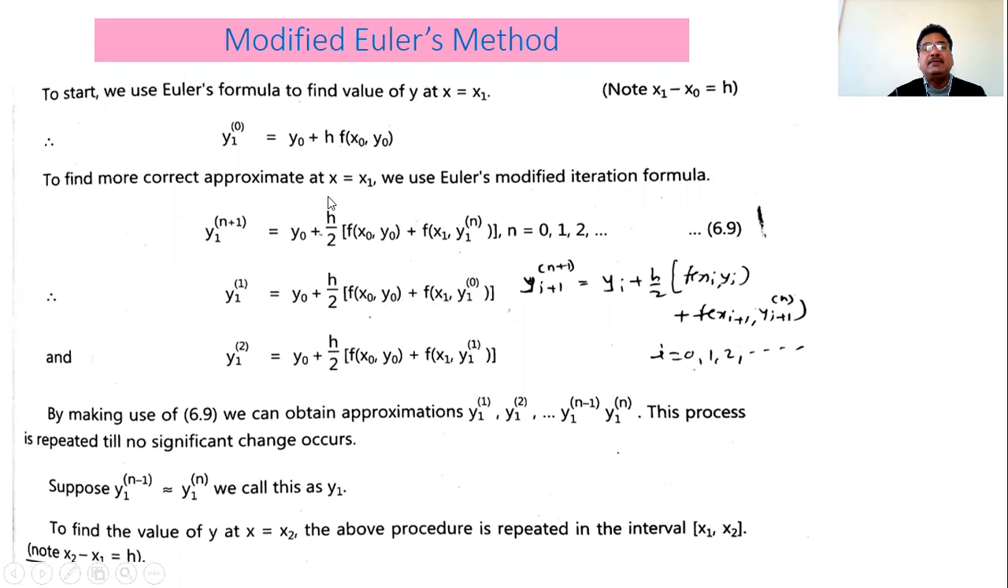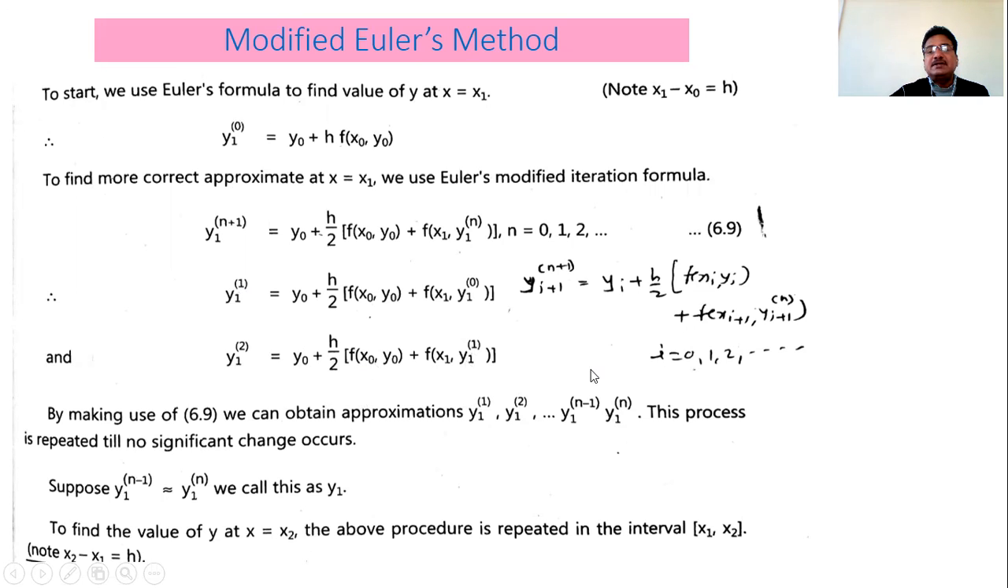What are x1 and y1? The value at x equal to x1. Then find y1 2 by using this formula, then y1 3, just replacing y1 0 by y1 1, then y1 2. In this way, find y1 0, y1 1, y1 2 up to significant decimal places, that is, up to the desired accuracy.